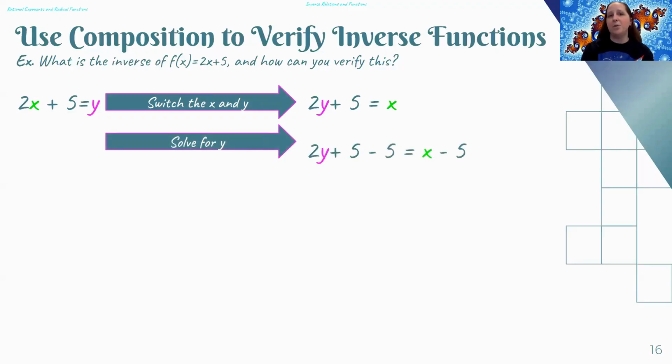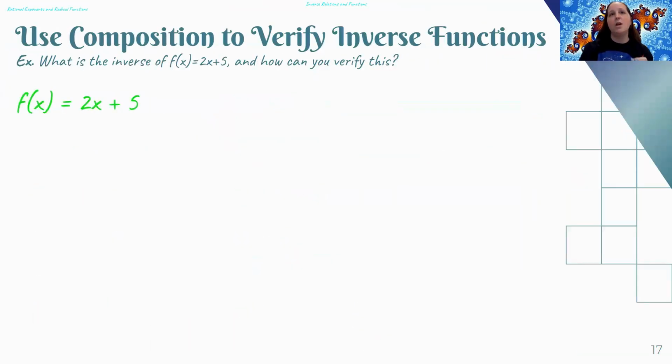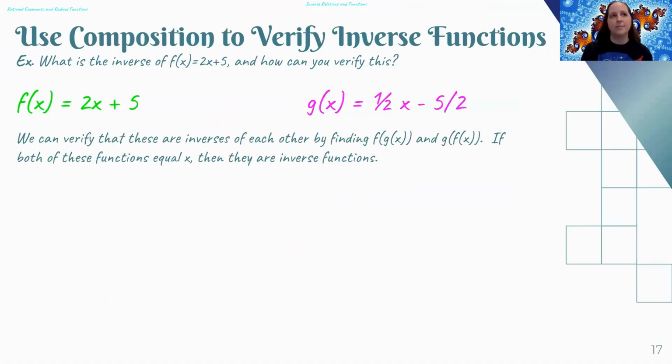So I subtract 5 from both sides. That gives me 2y equals x minus 5, and then I divide both sides by 2. So I get y equals x minus 5 divided by 2. So the inverse of f of x equals g of x equals 1/2 x minus 5 halves. You can also write it as g of x equals x minus 5 divided by 2. Either way will work. You can verify that they're inverses of each other by taking f of g of x and g of f of x to determine if they both equal x.